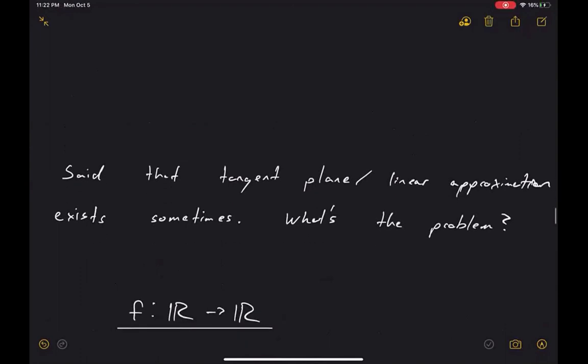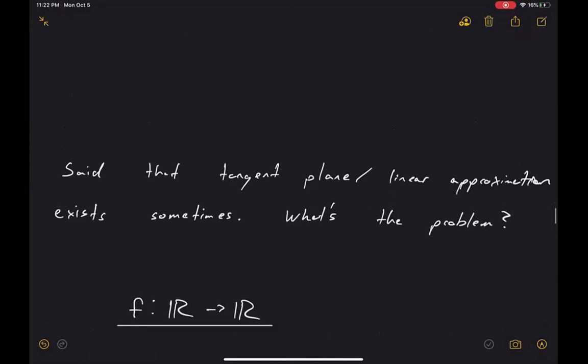Previously we said that these tangent objects, this tangent plane, when we're working in R2, do they always exist? Well, not necessarily. They exist sometimes when our function f is nice and well behaved. So what do I mean by that? What are some conditions for having this tangent plane? And what's the problem? Why don't we always have it?